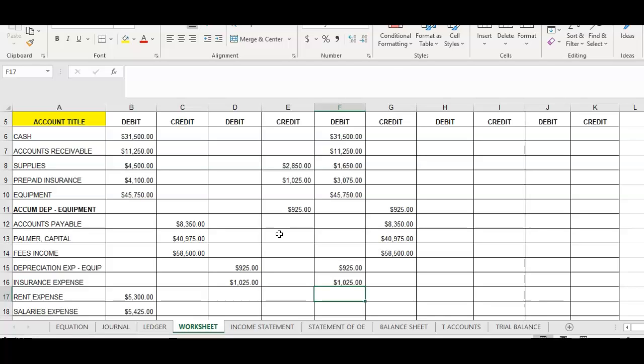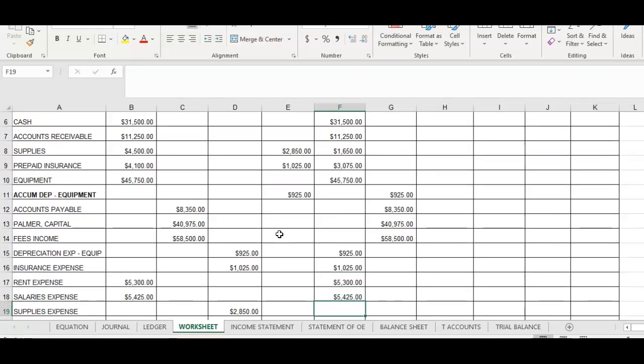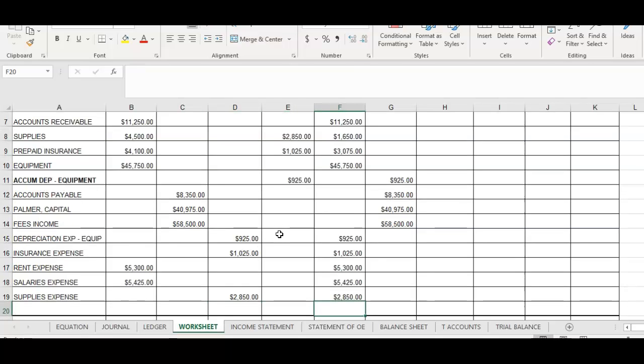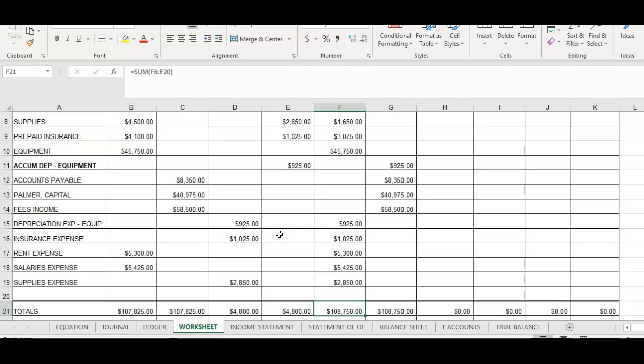Rent expense, there was no adjustment. So the $5,300 transferred over from the trial balance. Salary expense, bring over the $54.25. Supplies expense was adjusted. The amount was zero. It was debited for $2,850. Therefore, the new amount is $2,850 shown on the debit side.